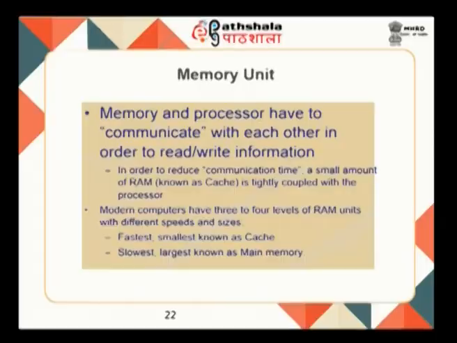Now, the memory and the processor have to communicate with each other in order to read and write information. So, in order to reduce the communication time, a small amount of RAM, normally known as the cache, is tightly coupled with the processor. Also, modern computers have 3 or 4 levels of RAM units with different speeds and sizes. The fastest and the smallest in size is normally known as the cache, and the slowest and the largest in terms of storage capacity is normally known as the main memory.